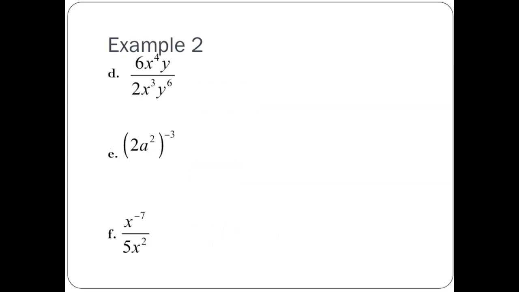We have 6x to the 4th times y, all over 2x cubed, y to the 6th. Okay, so 6 divided by 2 is going to equal 3. We can start there. Now, x to the 4th over x cubed, we're going to have to subtract those exponents. So 4 minus 3 is 1, so this is x to the 1st. And then we have y over y to the 6th. So that's 1 minus 6, which is negative 5. So y to the negative 5th power.